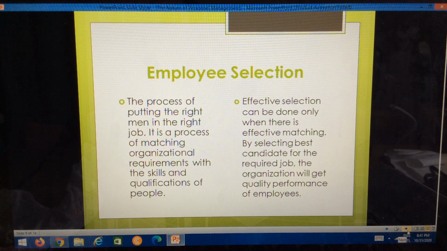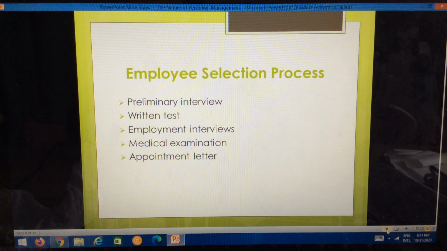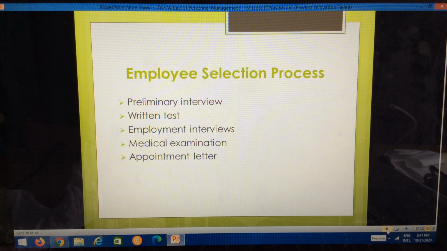So, let's move on to the next topic, employee selection process. First, we have the preliminary interview. The preliminary interview is used to eliminate those candidates who do not meet the minimum eligibility criteria laid down by the organization. The second is the written test.